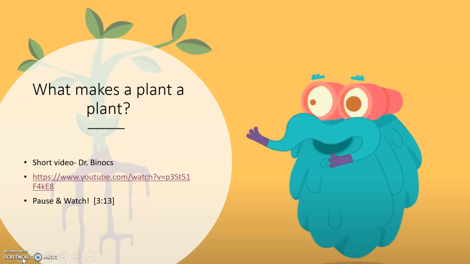First, we are going to take a deeper look into what makes a plant a plant. We will look into how scientists classify plants. What do you think makes a plant a plant? Let's start out by watching a short video that will tell us all about the parts of a plant. Listen closely to each of the parts' function for the plant. You can pause your video here and type in this link and watch this video from my friend Dr. Binox.